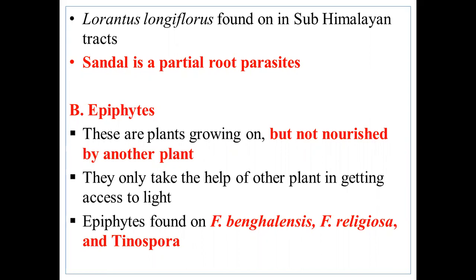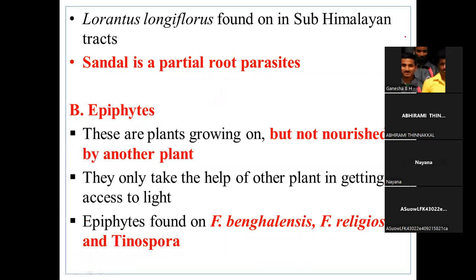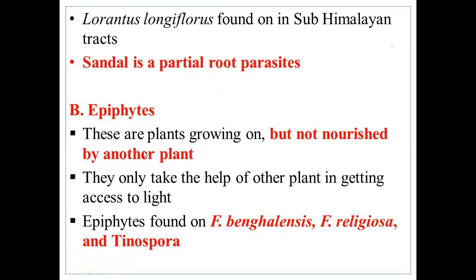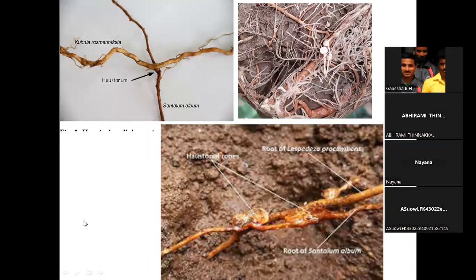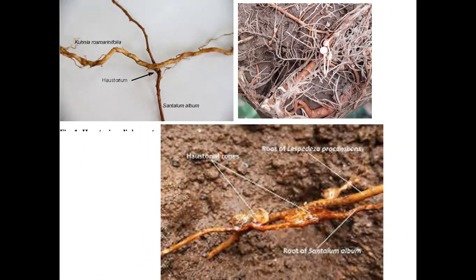So as we were discussing the biotic factor and some of the basic things. In this one, you can clearly observe the haustorial connection between the sandal plant and the host plant. Please remember the sandal is actually a semi-root parasite and it needs a host for its life cycle. Whatever you are seeing in white color are the haustorial connections between the host plant and the sandal plant.